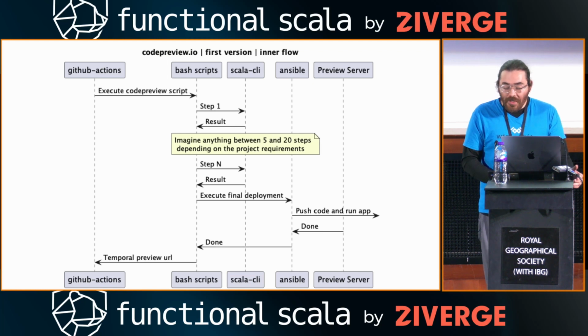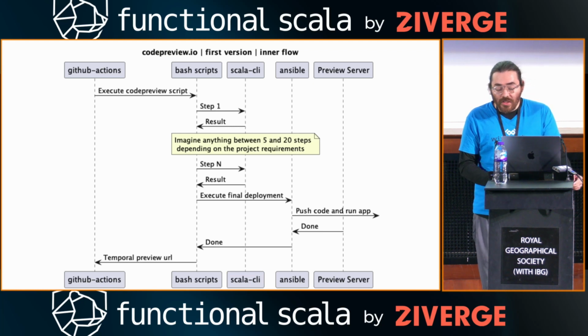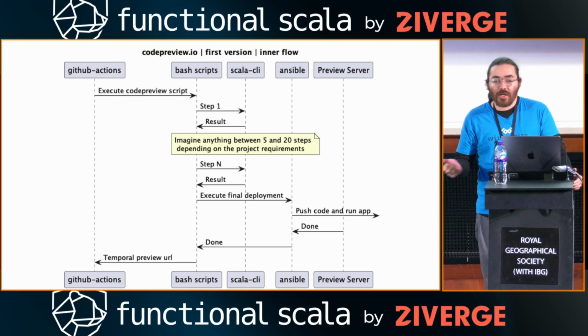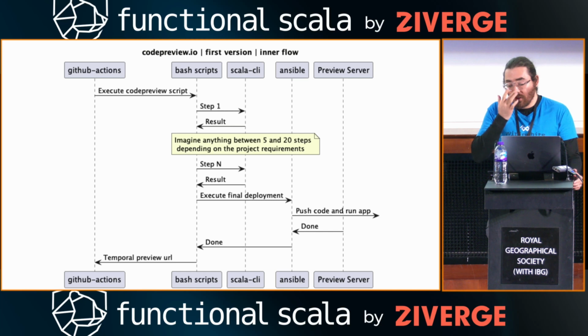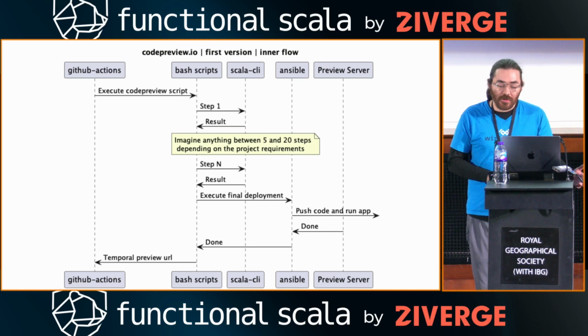The problem is that we built a small CLI application that was compiled with Scala-CLI, and this was executed from bash. So bash was performing the workflow from GitHub Actions, invoking the CLI, getting a result. With the result, we invoked another thing from the CLI, got back another result, and recursively did that for many steps. And at the end, we execute the final deployment through Ansible.